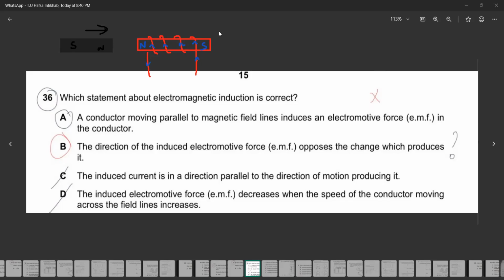But when we move the magnet away, we have north and south, and we are moving the magnet away.